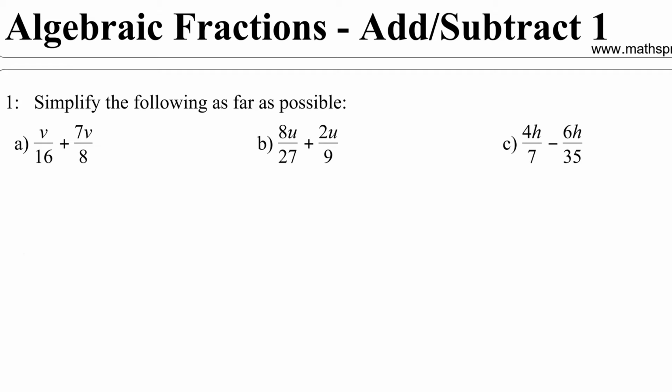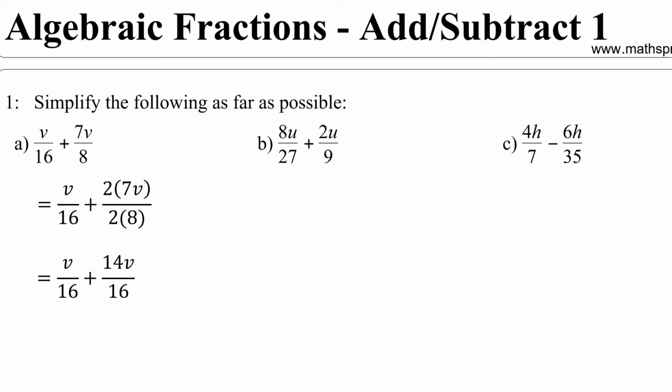So when we're adding and subtracting algebraic fractions, the most important thing to remember is that we need the exact same denominator. So looking at A, we have denominators of 16 and 8. Our lowest common multiple of 16 and 8 is going to be 16 itself. That just means that we need to change that 8 into a 16, and to do that we need to double it. And remember that whatever we do to the bottom, we have to also do to the top.